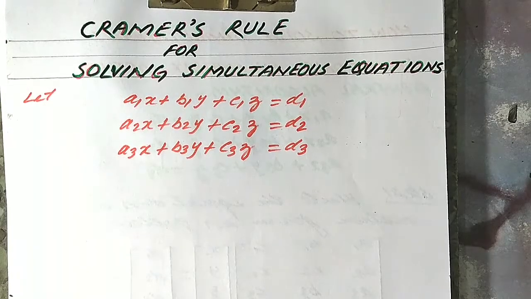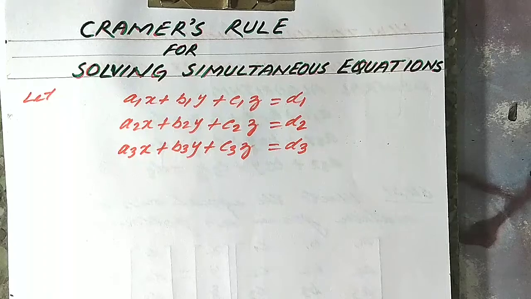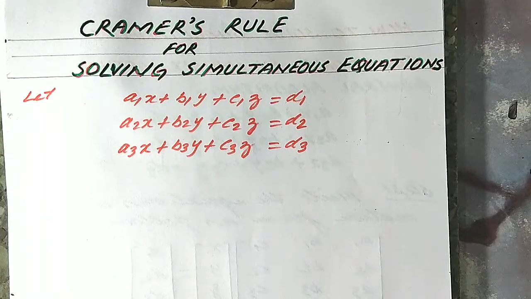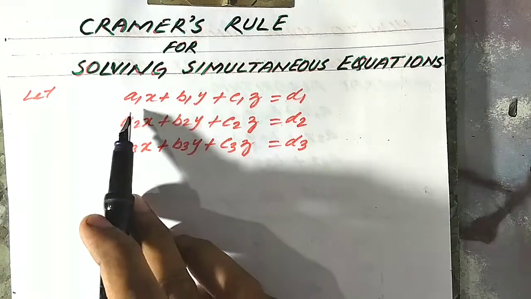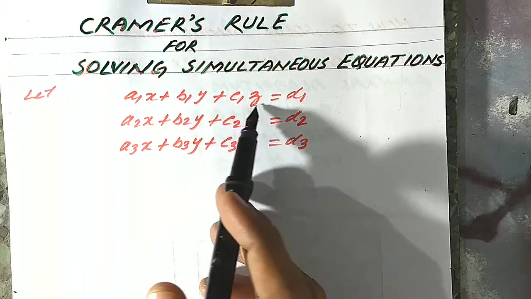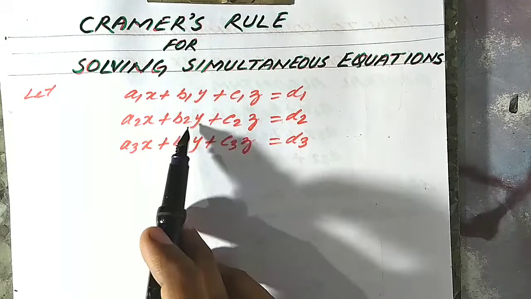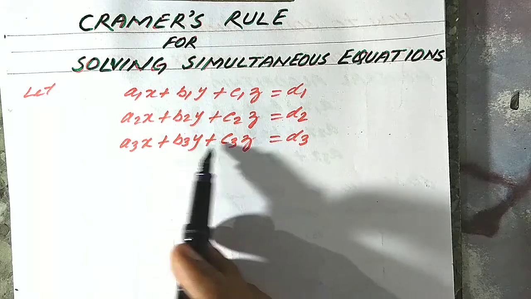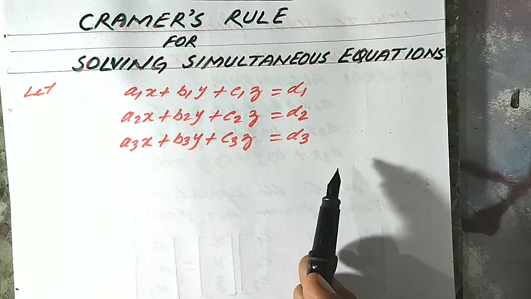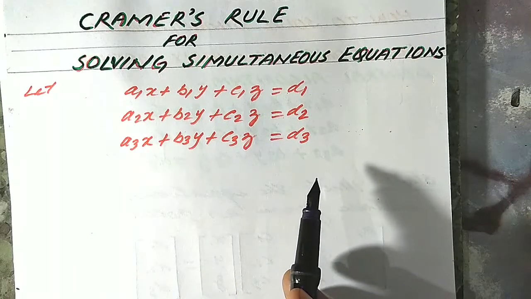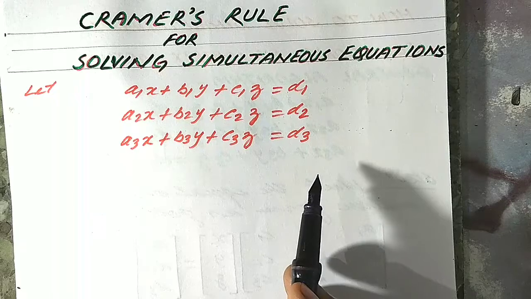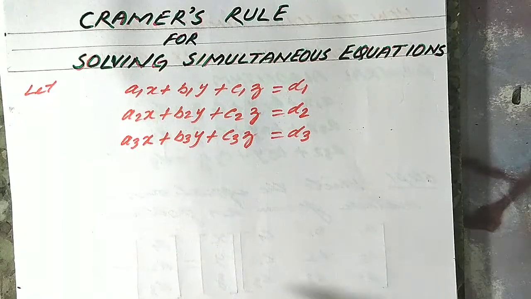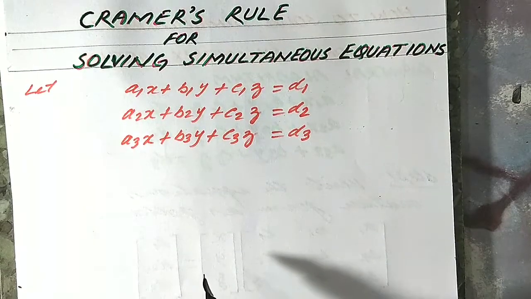Today I am going to explain Cramer's rule for solving simultaneous equations. So let a1x plus b1y plus c1z is equal to d1, a2x plus b2y plus c2z is equal to d2, a3x plus b3y plus c3z is equal to d3 are three simultaneous linear equations to be solved. So by Cramer's rule we have to solve them. So let's start.